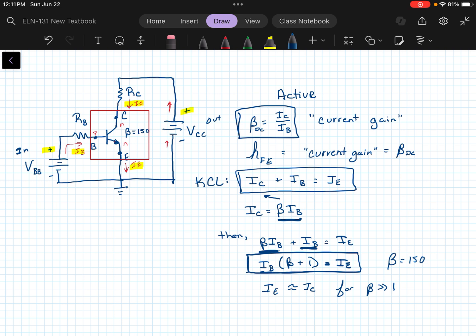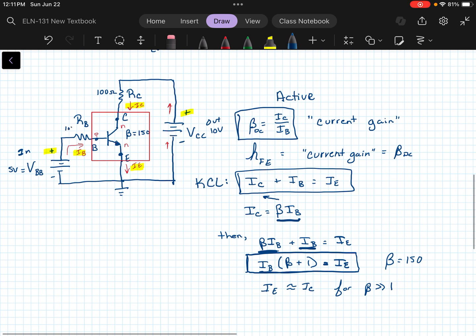Okay, so let's figure out what we've got here. Beta is 150. I'm going to plug in some numbers to make this a little easier. We're applying 5 volts at VBB, and we've got 10 volts over here. RC is going to be 100 ohms, and RB is going to be 10 kiloohms. Let's go ahead and find all of the currents and the voltages here using these numbers.